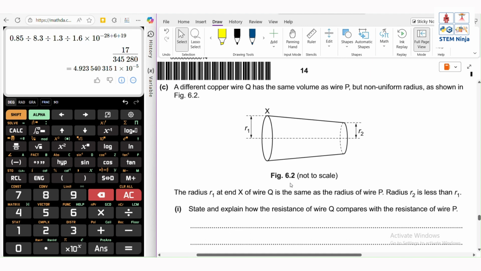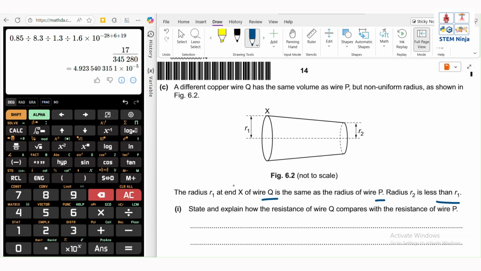A different copper wire Q has the same volume as wire P but non-uniform radius. The radius at end X of the wire Q is the same as the radius of wire P. Radius R2 is less than R1. State and explain how the resistance of the wire compares with the resistance of wire P.